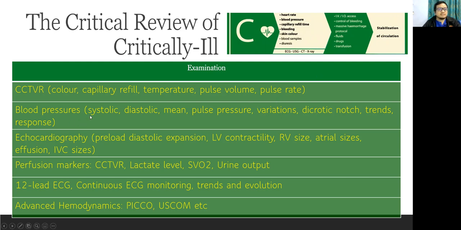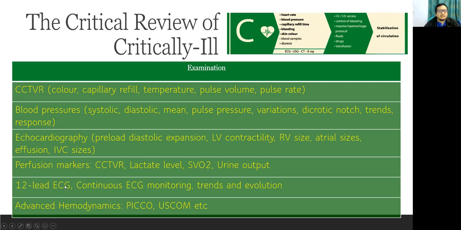For blood pressure, you not only have to see the normal blood pressure, you have to see exactly what the problem is: systolic, diastolic, mean, pulse pressure, variations of the BP, where the dicrotic notch is, how the trend of the blood pressure is, and how the response to therapy is. And you can do echocardiography. You can see the preload, diastolic expansion, LV contractility, RV size, atrial sizes, effusion and IVC sizes. But maybe the most important part is that you also have to check for perfusion markers, which are CCTVR, lactate level, SvO2, and urine output. SvO2 may or may not be done routinely, okay?